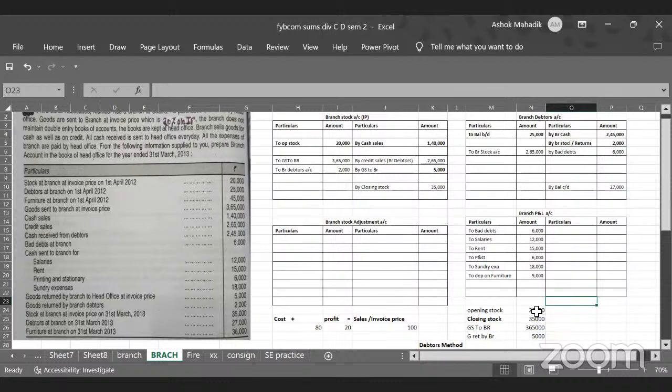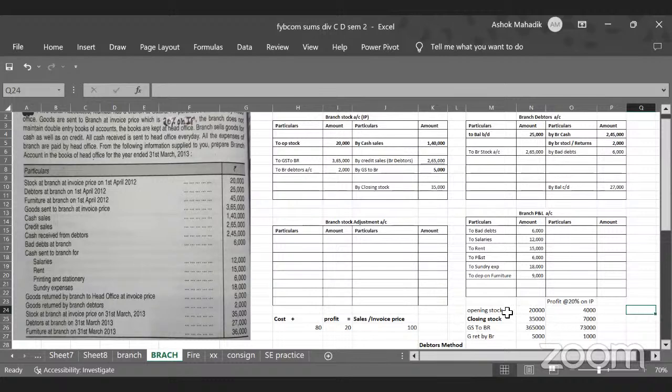So profit at the rate of 20% on invoice price. So just calculate 20% of each of these figures. So 20,000 into 0.20. Same way I'll do it for remaining 3 items. That's it. Clear? So we have calculated profit which is included in the adjustment. Now very simple. Just reverse this much amount in your branch stock adjustment account. I'll show you how to do that.